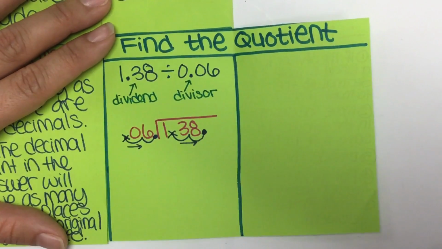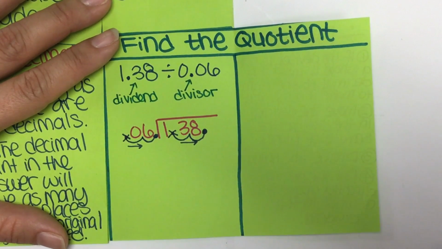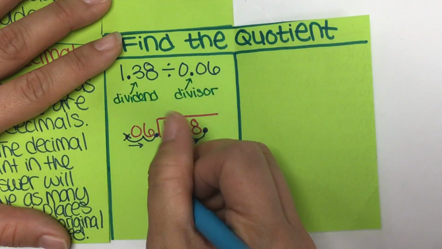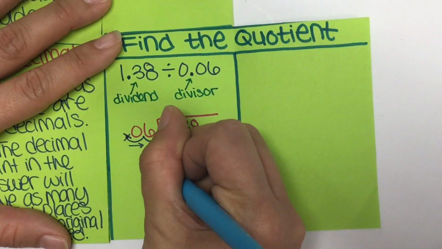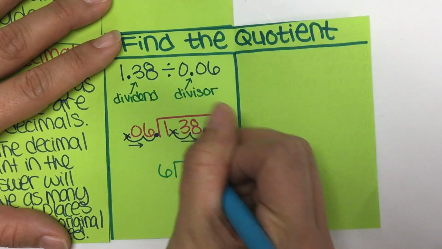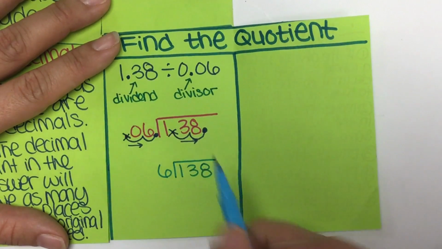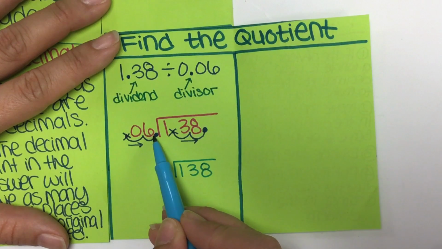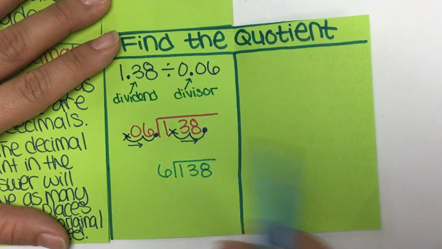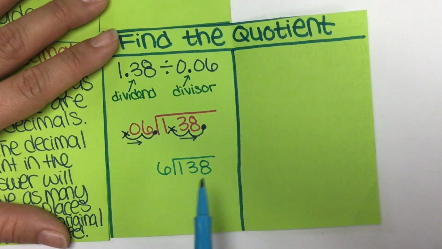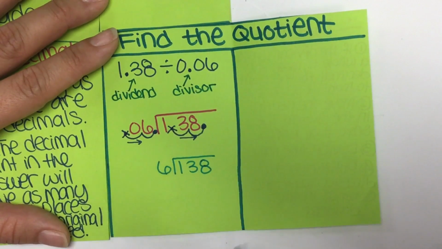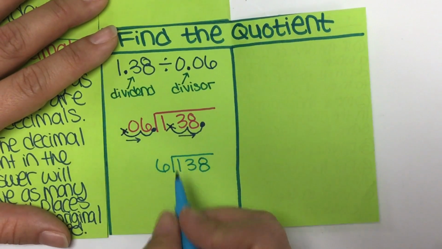Now this is kind of a mess. Some students like to rewrite it. I will rewrite it for you just to see if that's something that you like to do. So now really all I'm looking at is 138 divided by 6. That decimal's now at the end here, so I don't even have a decimal at this point. I don't need it. So if you think it's nicer to rewrite it so you can see it a little better, that's fine, do it.